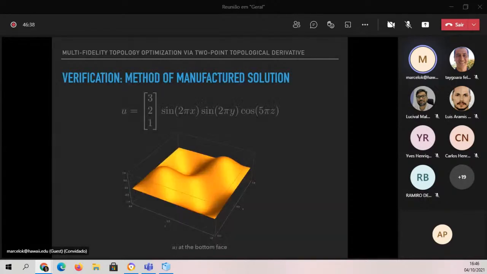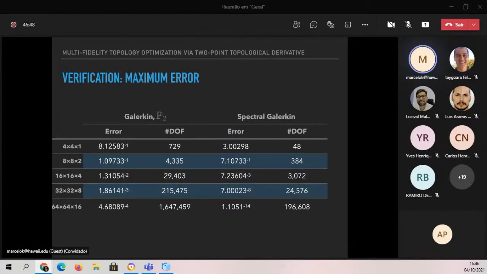All right. So I did a verification of the code. I used the method of manufactured solutions for that, and here is the error that you obtain. You can see here the spectral Galerkin shows the usual exponential decay in the error. So look at the error, how it drops, right? 10 to negative 1, 3, 8, 14. So at 64, 64, 16, I already am at machine accuracy. Whereas the usual Galerkin is still dropping at polynomial rate, so it's much slower. It's still 10 to negative 4.